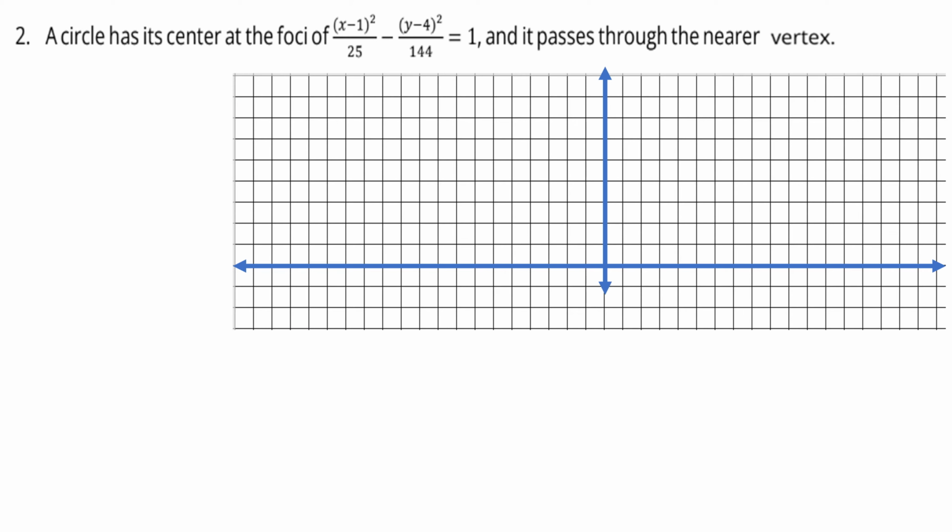Okay, question number 2. A circle has its center at the foci of (x minus 1) squared over 25 minus (y minus 4) squared over 144 is equal to 1, and it passes through the nearer vertex. Again, what we are trying to find is the equation of a circle. We can get it if we know the center, and we have to get that from the foci of the hyperbola, because this given equation is a hyperbola. Okay, let's proceed.